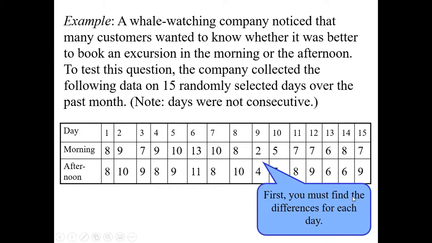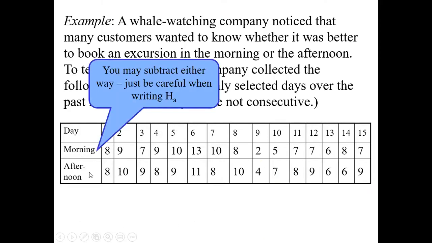First, you must find the difference for each. So what we're going to have to do is the math on this. We're going to have to subtract each one of these, and you want to pay attention to the order. So we want to do morning minus afternoon, and use that for our inference procedures later on. You can subtract either way, but just be careful to note what that is, because that's going to impact our alternative hypothesis.